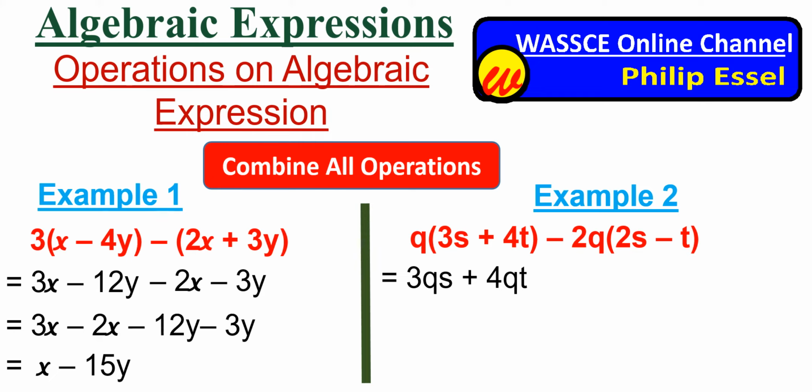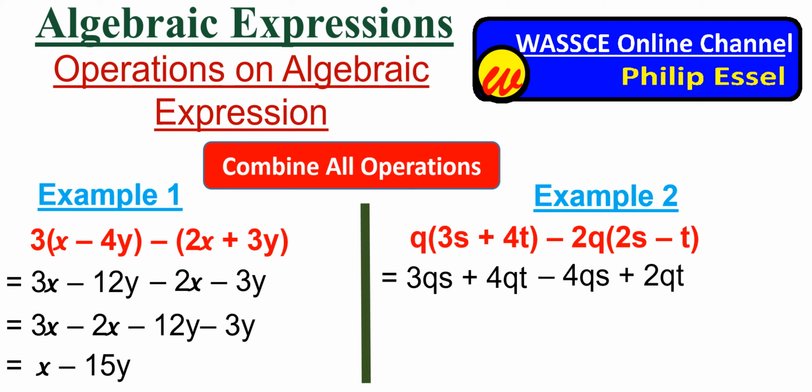Let's now open the second bracket. Inside of this bracket we have 2s minus t, and outside of this bracket we have negative 2q. So negative 2q would first multiply 2s, that will give us negative 4qs. Again the negative 2q would multiply the negative t, that will give us positive 2qt.